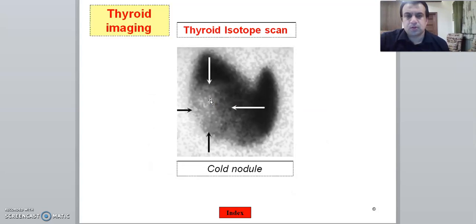This is again a patient with a cold nodule. This is again a patient with a cold nodule. You do get these sort of investigations on your OSPE, and even in your SCQ questions, you do get these questions: what is this investigation and how you are going to treat this patient.